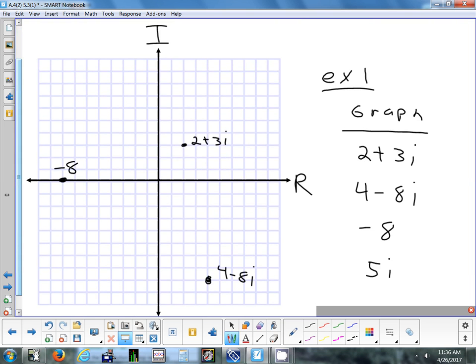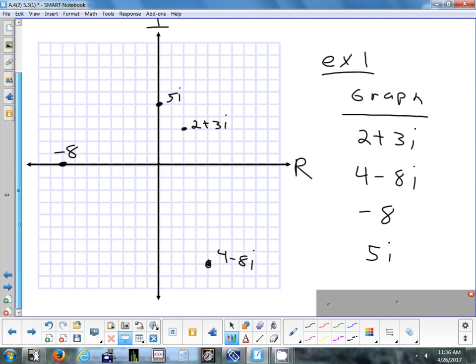Okay, how would I graph 5i? Gabe? Just go up 5. Just go up 5. How come you don't go left or right? There's no real. Okay. So any question on graphing?